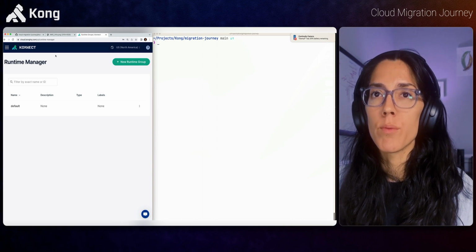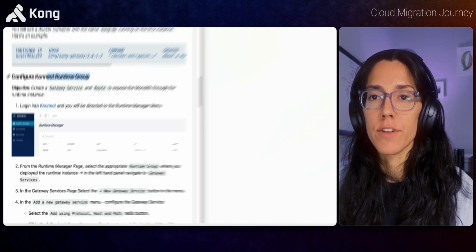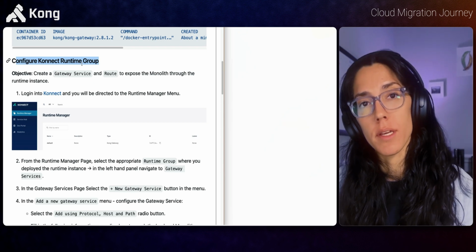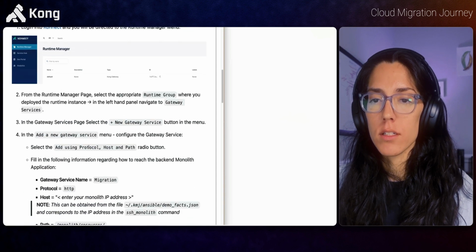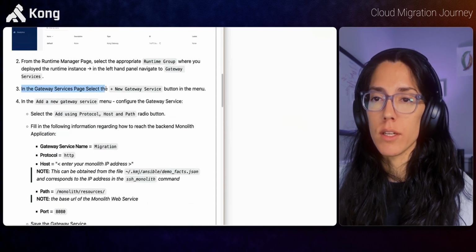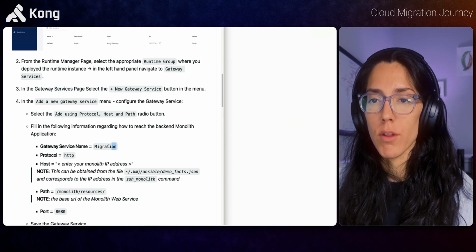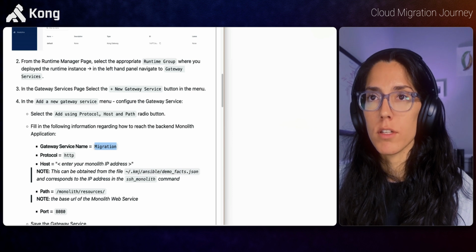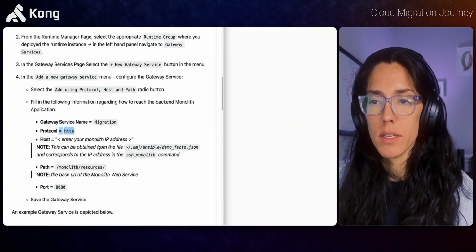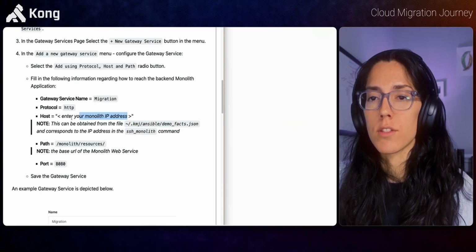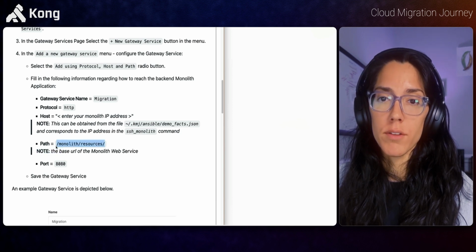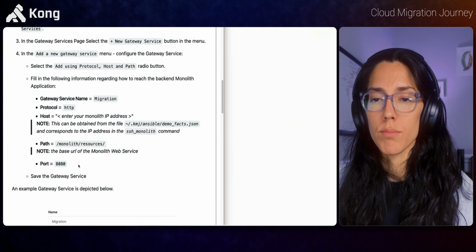Okay, so now we want to go ahead and configure the runtime group now that we've got both the data plane and the monolith service up and running. So we are logged in Connect. We're just going to follow these steps to create this new gateway service, and then it's going to be followed by the route. So we're going to create a new gateway service called migration, protocol HTTP, and then we need the monolith IP address defined in the demo facts. The base URL to the monolith is monolith/resources and port 8080.